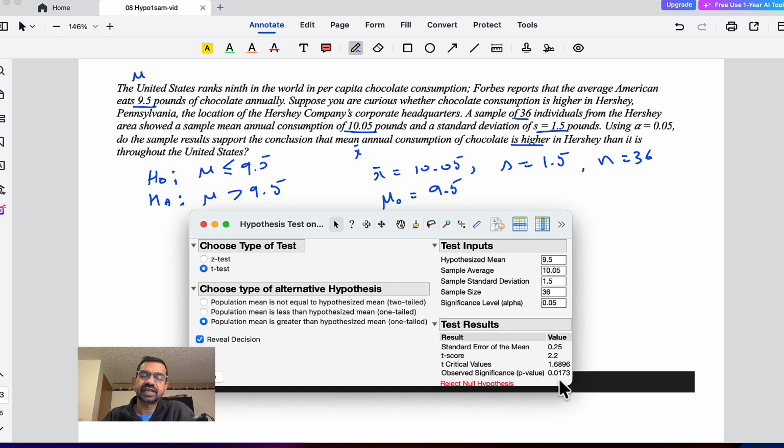Then we can also look at our p-value. Our p-value is 0.017, which is less than our 0.05 level of significance. So in this case, we have enough evidence to reject the null. So we conclude that adults in Pennsylvania Hershey do indeed consume more chocolate than the national average.